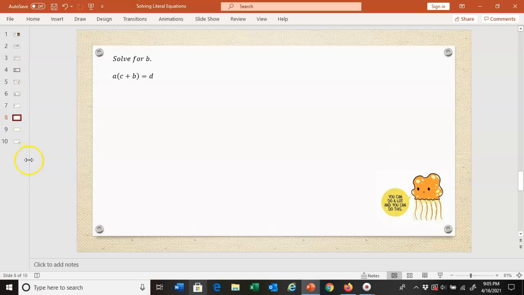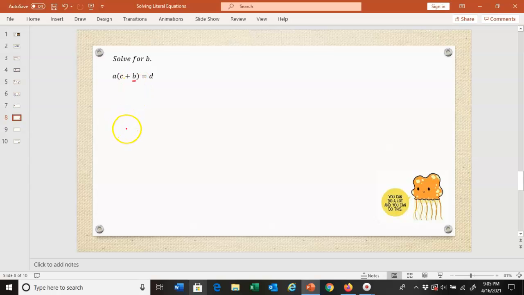Here's another one. Solve for b. You can see this equation has not a single number in it, and that is okay because the numbers behave really similarly to the letters. So we know how to do this. You know how to do this. You can do this. All right, we're trying to get b by itself.